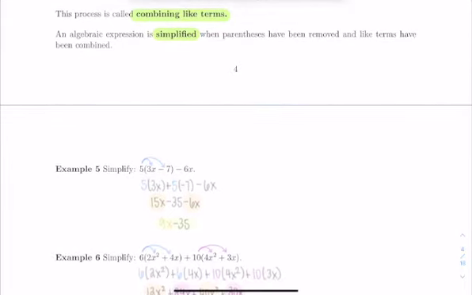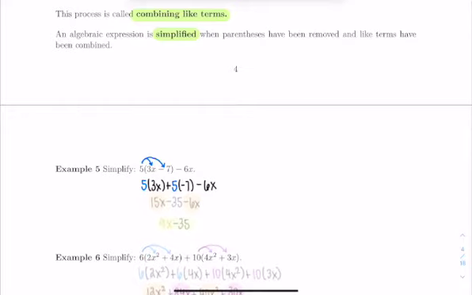So let's go ahead and try example number 5. 5 times (3x minus 7) minus 6x. Well, the first thing I want to do is drop the parentheses, and to do that we're going to distribute the 5 to both pieces. So we have 5 times 3x, and we have 5 times negative 7. And we still have our minus 6x, and we just kind of bring that along with us.